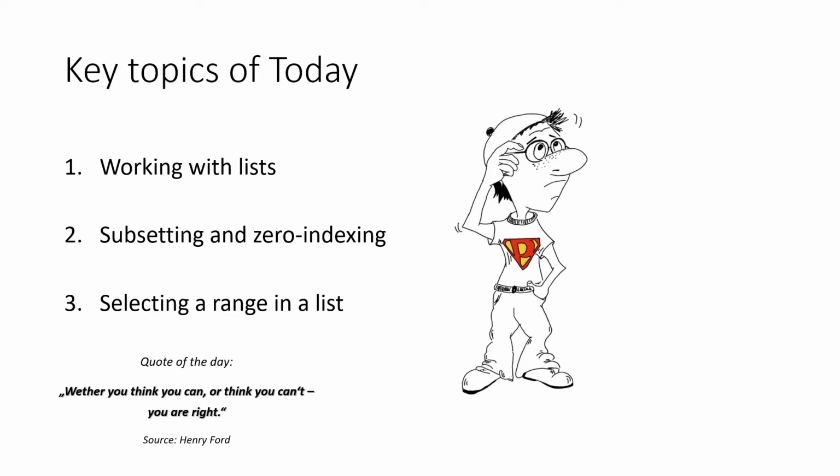The key topics of today though are obviously, again, working with lists, but a very important principle which we will learn today is subsetting of lists and the zero indexing principle. Afterwards, we also learn how we can select multiple elements within a list called a range and how we can reproduce them later in a new variable.